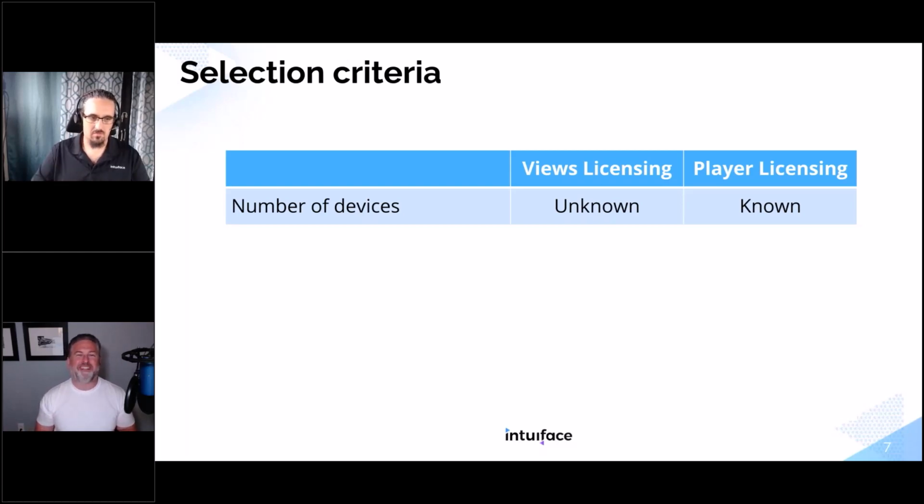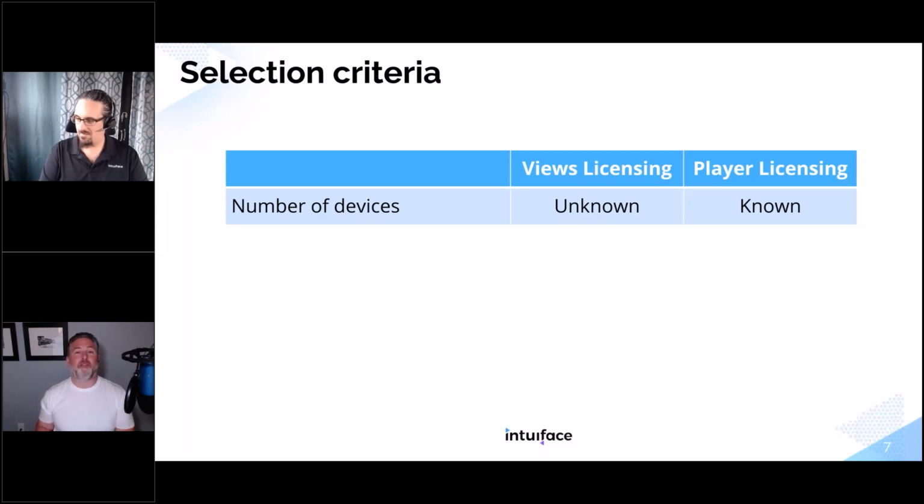Or put another way, how many devices are going to display it? If it is an unknown number of devices, you do not know in advance, which is a typical website. You publish something to the web, it has a URL, and however many people view it is however many people view it. When it's an indeterminate number, you need to do views licensing.